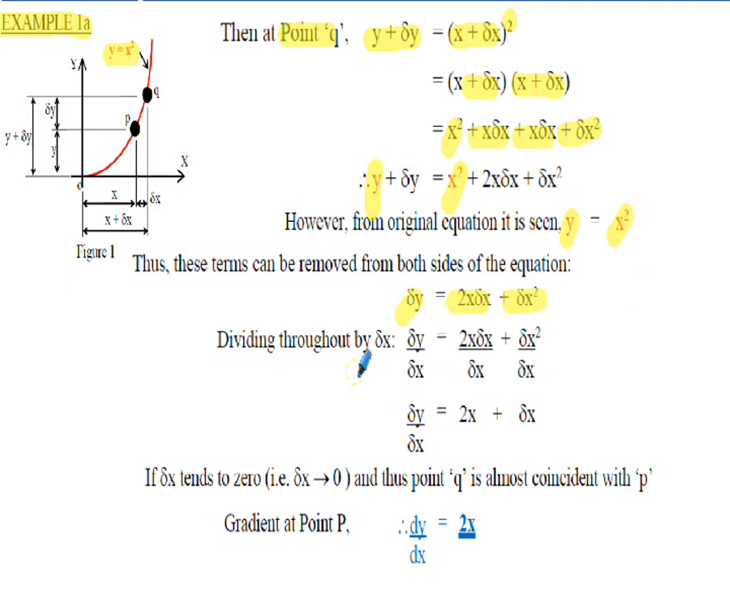If I divide throughout by delta x, so every term now is being divided by delta x, on the left hand side I get delta y divided by delta x, I get 2x delta x upon delta x on the right hand side plus delta x squared upon delta x. If I simplify the terms, left hand side I get delta y upon delta x, on the right hand side the 2x delta x over delta x cancels to simply give me 2x, and the delta x squared upon delta x cancels to give me the plus delta x.